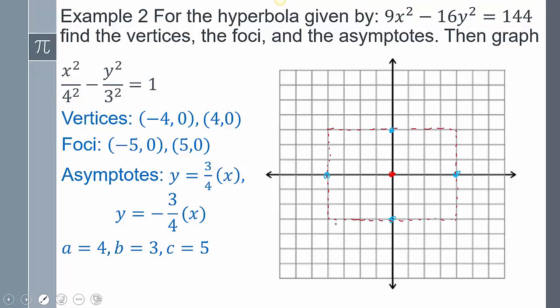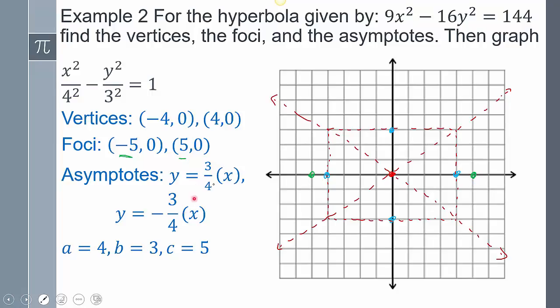And then generally what we do is we draw this box, because this is going to help us draw our asymptotes in a moment. Now I have to plot my foci. And so my foci, we said, are negative 5, 0, and 5, 0. And so I can plot them here and here.